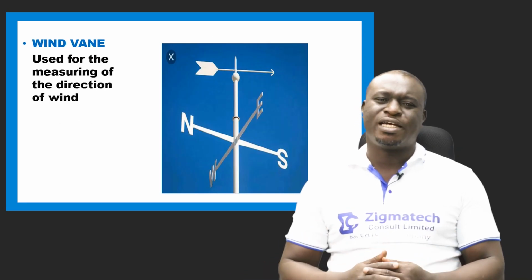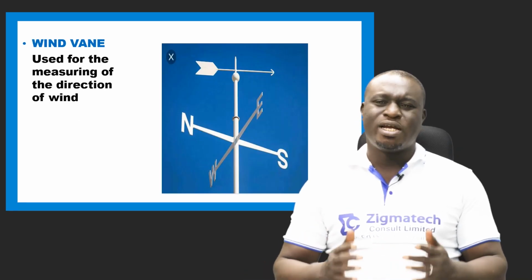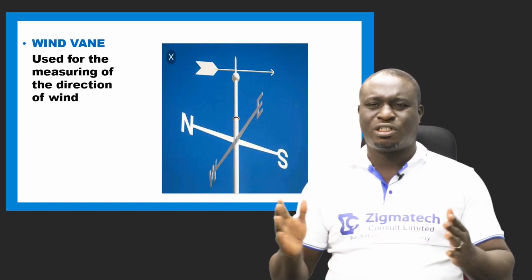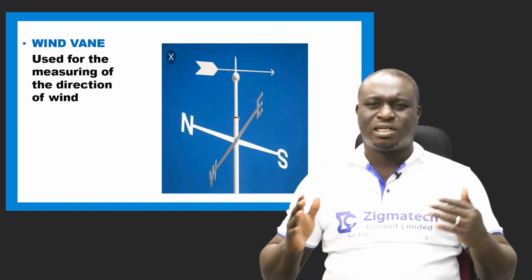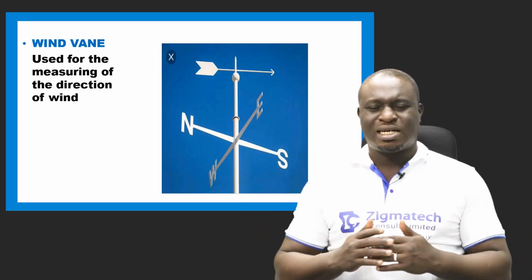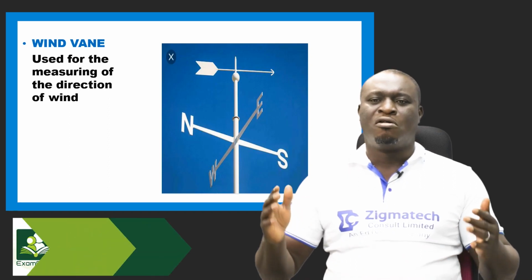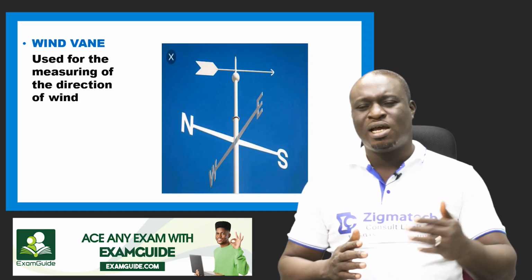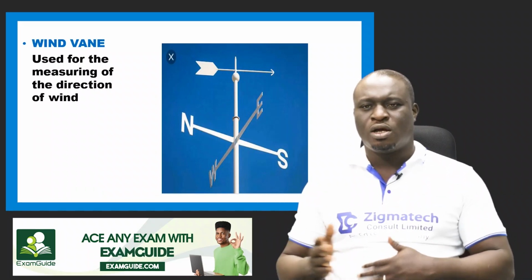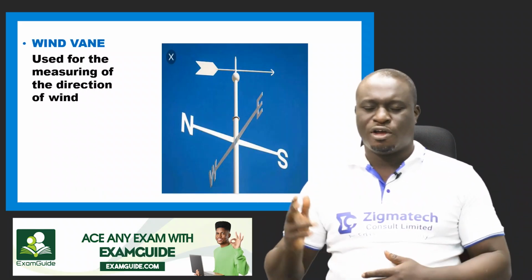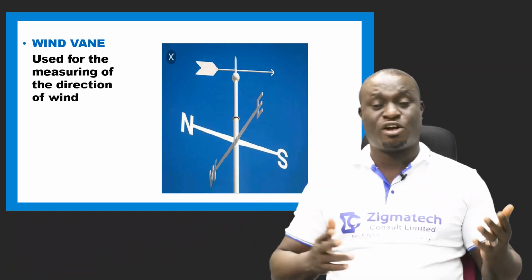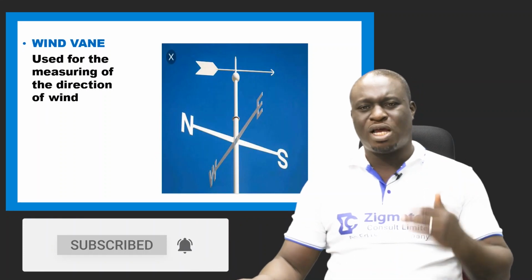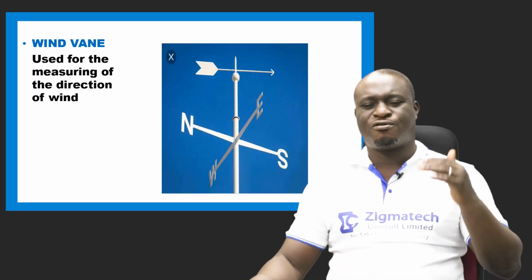And then the next one is the wind vane. You can see it, a wind vane. It also points to directions. You can see the north, the south, the east, and the west. That simply tells you it is used for measuring the direction of the wind. It tells you whether the wind is coming from the north, the south, the east or the west, and also the direction it is going. So it is used for measuring the direction of the wind.